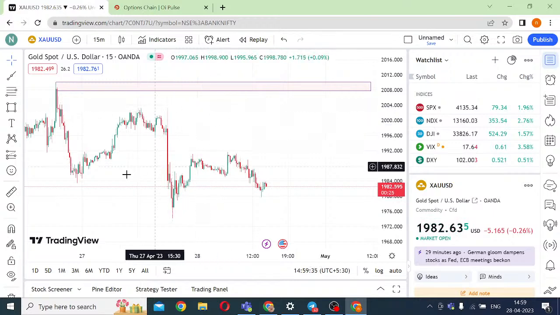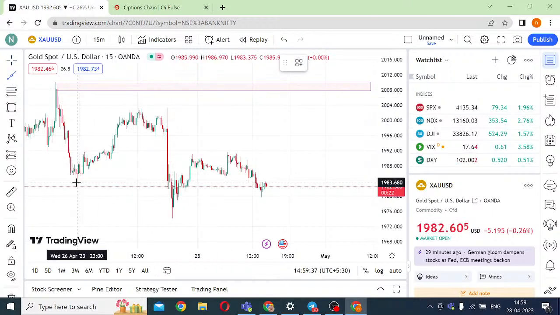It did not come down to my short level. In fact, it gave a trend line liquidity sweep.